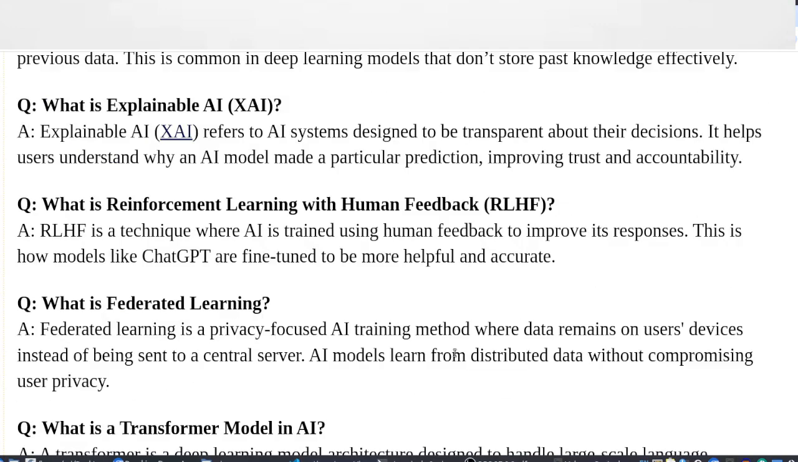What is reinforcement learning with human feedback, RLHF? It is a technique where AI is trained using human feedback to improve its responses. This is how models like ChatGPT are fine-tuned to be more helpful and accurate. So whenever you use ChatGPT, you will have those thumbs up and thumbs down buttons, right? By clicking those buttons, you are giving your feedback. So it's reinforcement learning with human feedback.